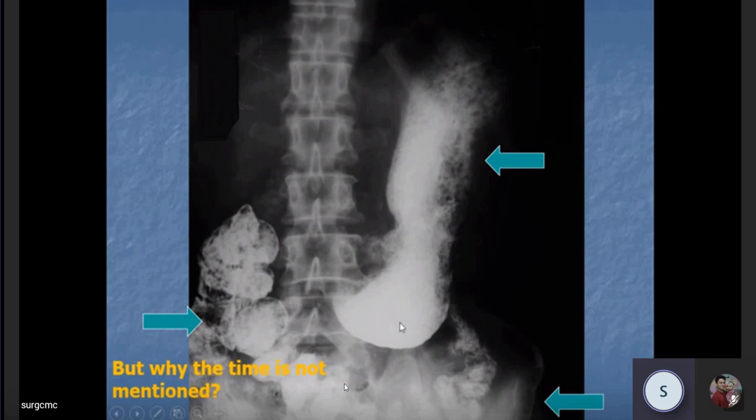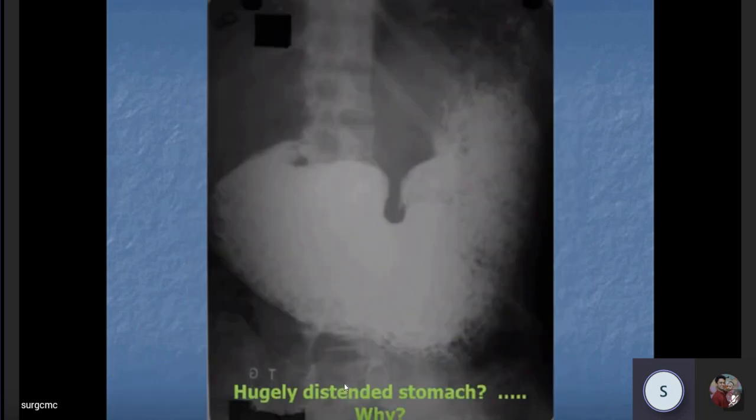There is dye within the stomach still when the dye has gone up to the colon. So, gastric emptying is delayed. Yes or no? And thirdly, this moth-eaten appearance, this some kind of black and white stuff, this is undigested food particle within the stomach. So undigested food particle, hugely distended stomach, and stomach retaining dye even after the dye has reached the colon. It is nothing but gastric outlet obstruction because of whatever reason.